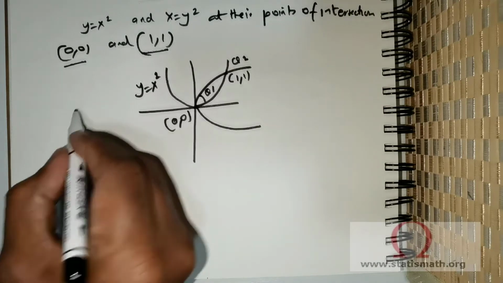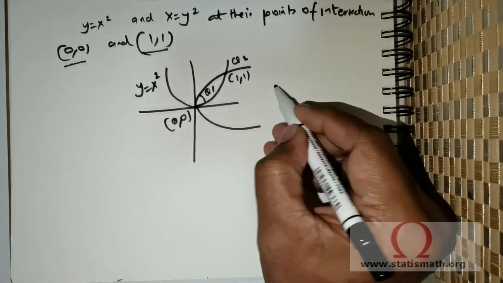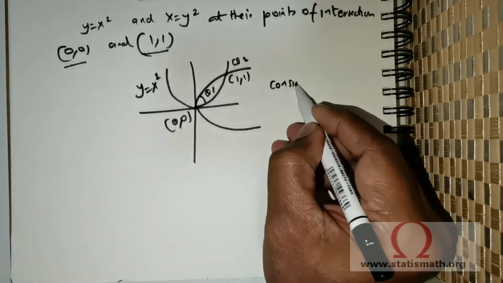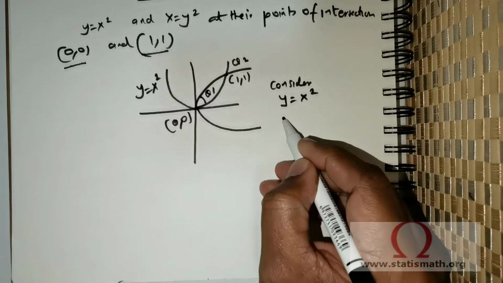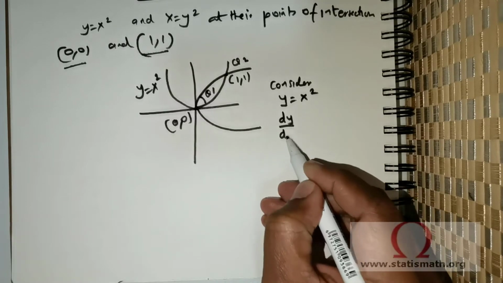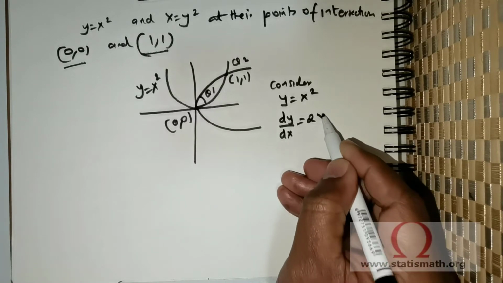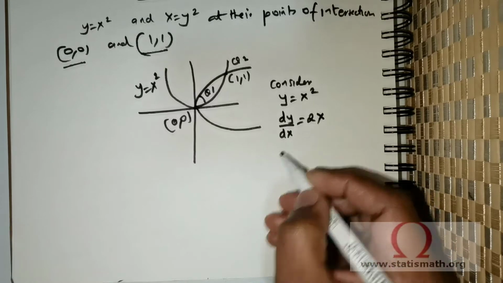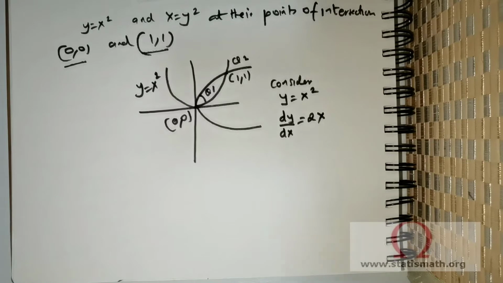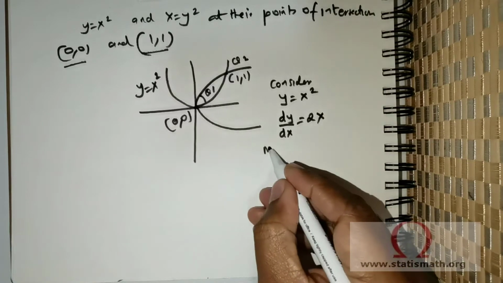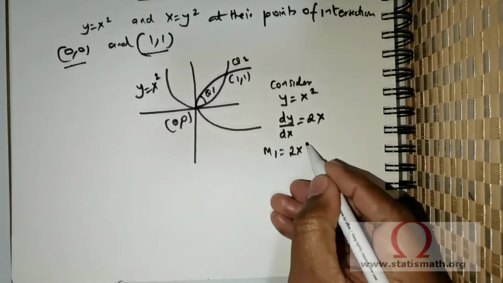Okay, so foremost, let us start off by considering the first curve, y is equal to x squared. Now, when you differentiate, dy over dx is going to be 2x. Now, we have got 2 points, so we need to obtain the two slopes there. We would be doing that first. So, from here, let me take m1 to be 2x.